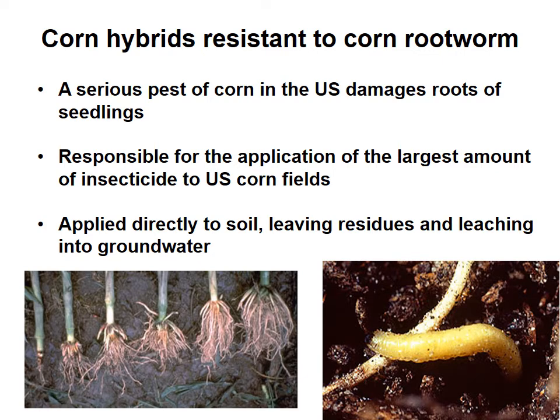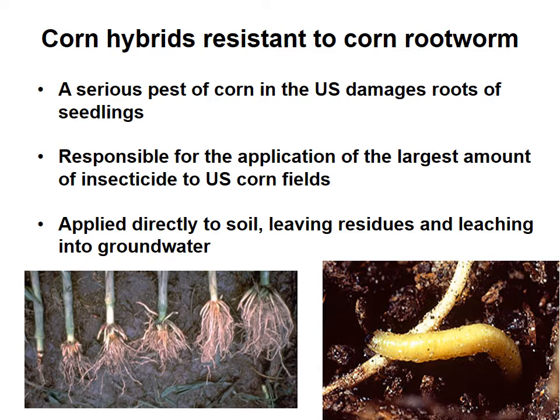Let's consider now the concept of resistance, particularly when it comes to Bt hybrid varieties. Corn rootworm is a serious pest of corn in the US, and it damages roots of seedlings. It's responsible for the application of the largest amount of insecticide in US cornfields. It's applied directly to soil, it leaves residues and leaches into groundwater. Now, although Bt rootworm protected hybrids offer pest management and environmental benefits, there are serious concerns about the development of resistance to Bt from this adaptable insect.